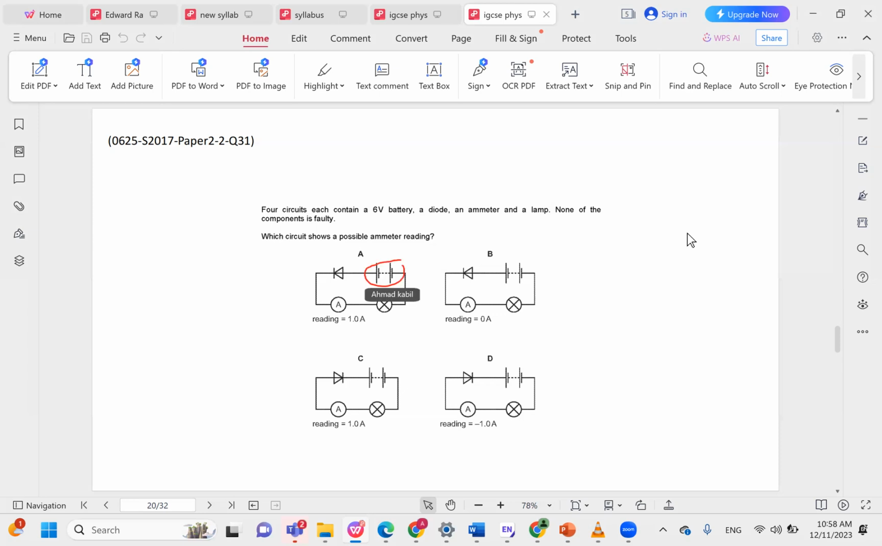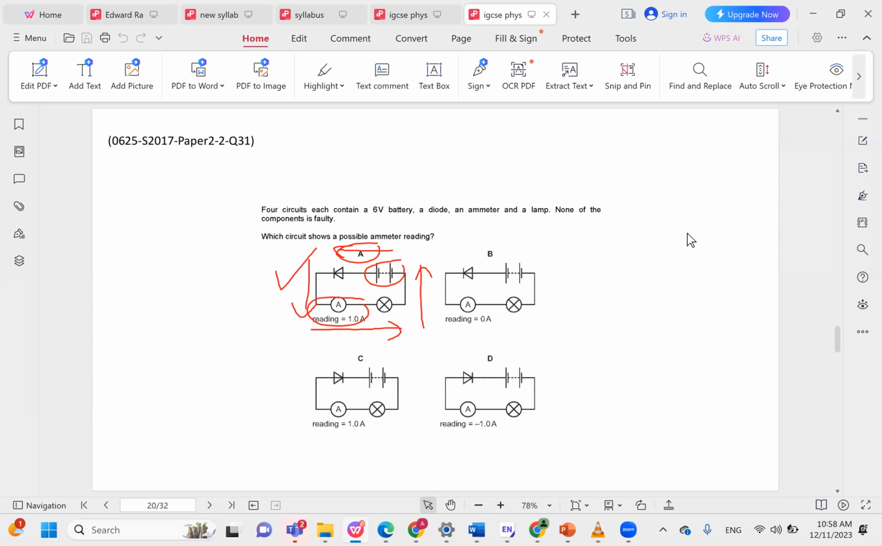So the conventional current flows this way, and then this way, and then this way, and then this way. So this circuit works because the current is flowing in the direction that the diode allows. So we do expect to have a reading here of something other than 0. So for now, I believe A is correct. Let's move on to B, C, and D and see why they do not work.